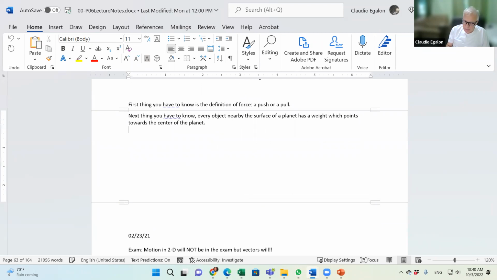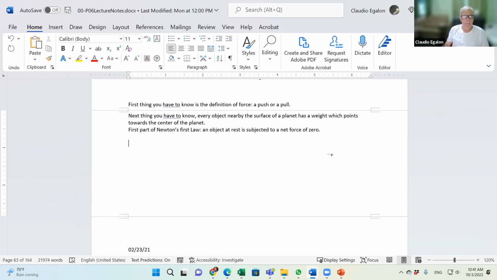And the next thing you have to know is the first part of Newton's first law. An object at rest has a net force of 0. An object at rest is subjected to a net force of 0. Okay.